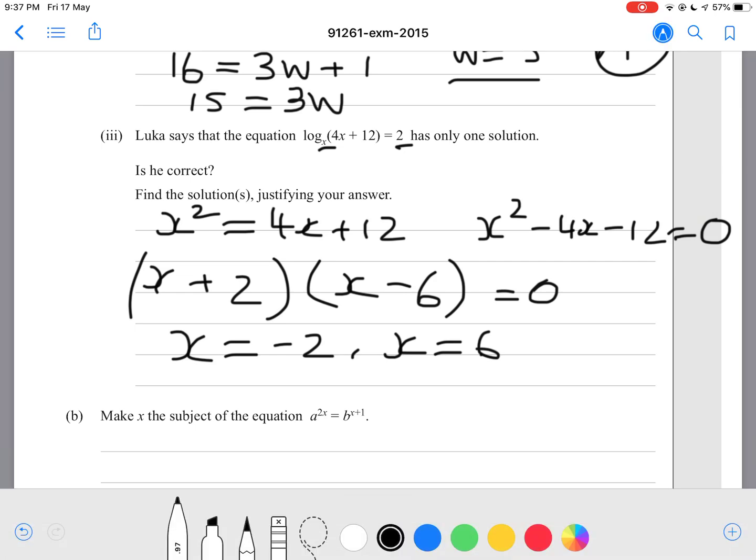So if we substitute negative 2, that's actually going to give us a negative log. That actually cannot exist. So you cannot have a log of a negative number. So basically that's just what I'm trying to say.